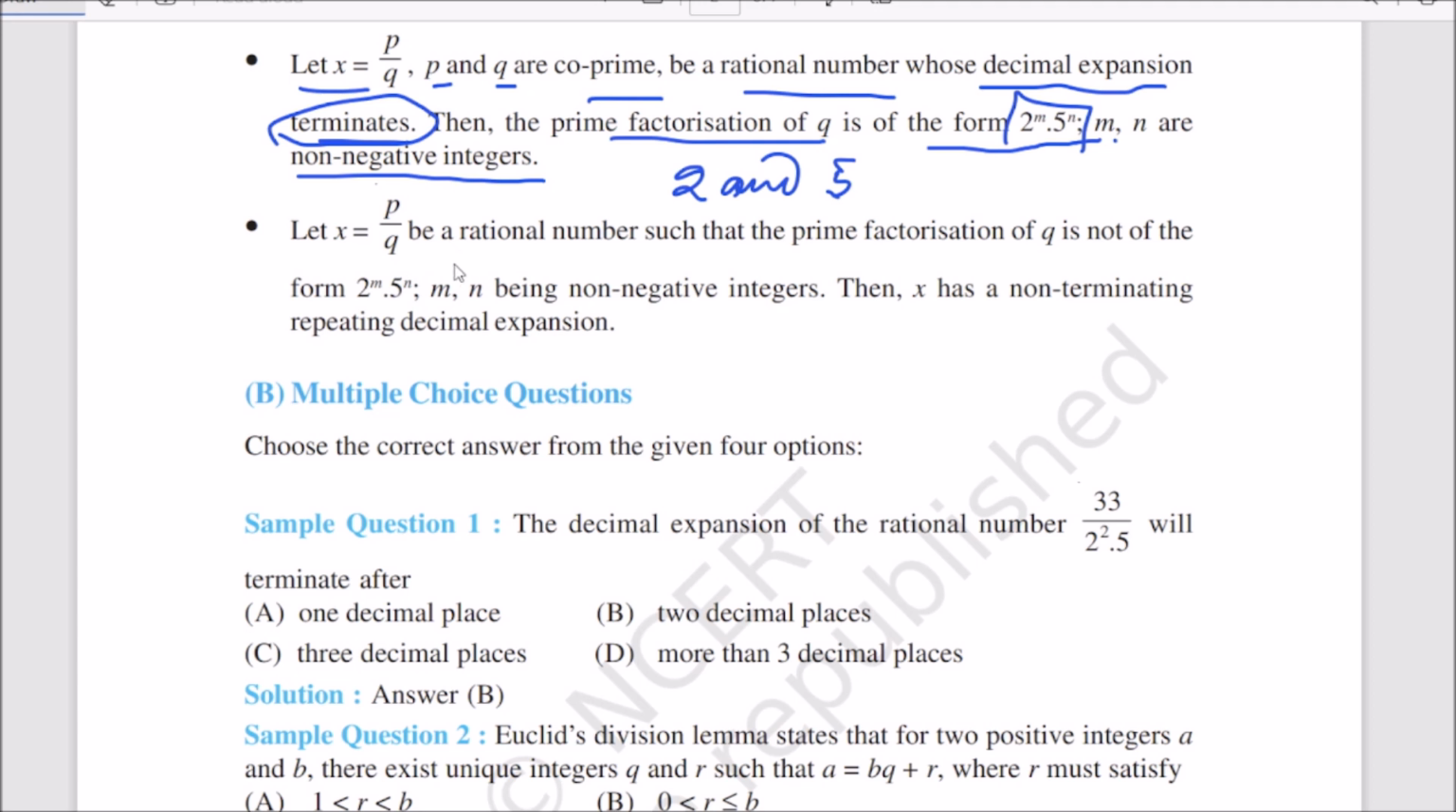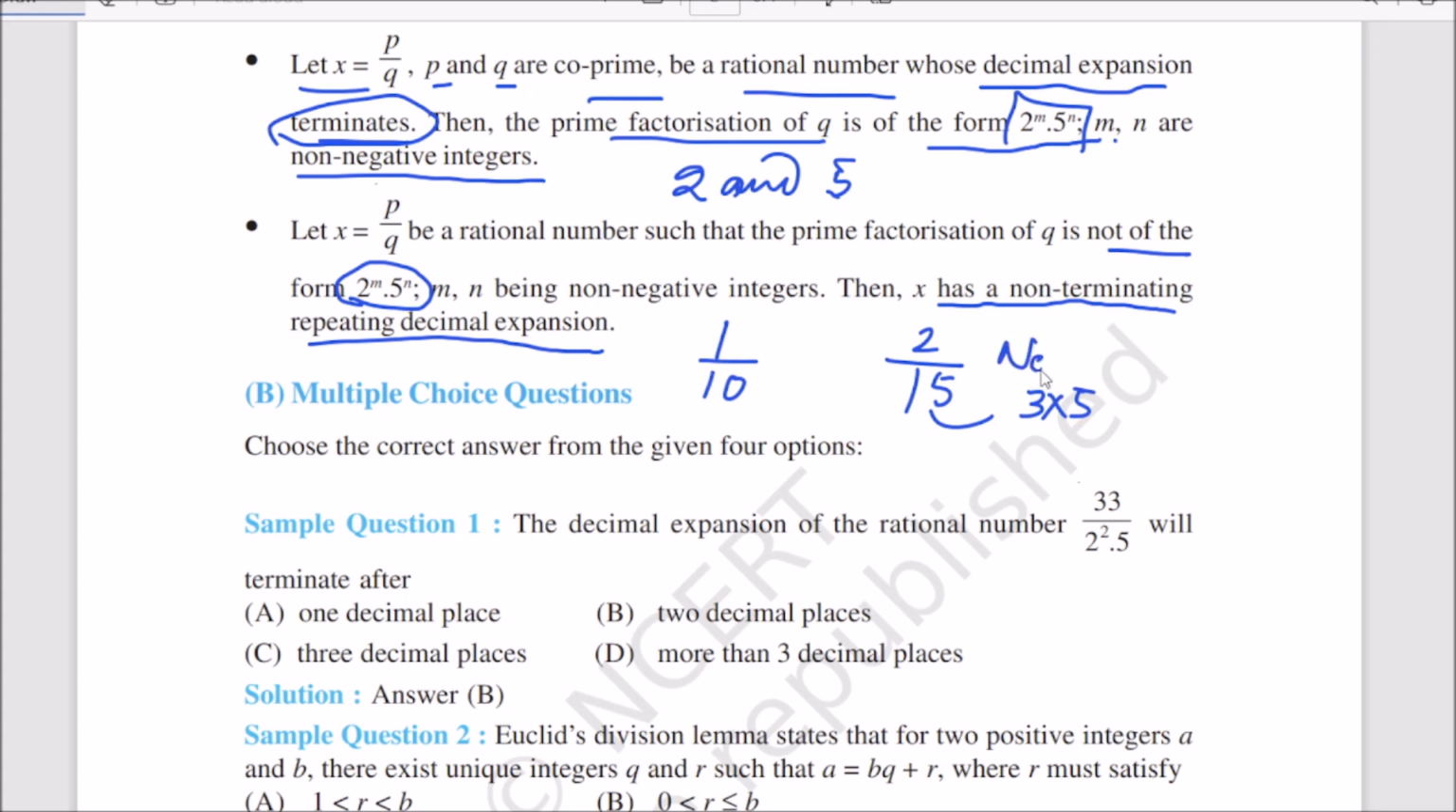Last, if p by q is a rational number such that the prime factorization of q is not of the form 2 raised to the m and 5 raised to the n, where m and n are non-negative integers, then x has a non-terminating repeating decimal expansion. That means if it is 1 upon 10 or 2 upon 10, 3 upon 10, it is terminating. But if it is 2 by 15, that means here the factors are 3 and 5, it is non-terminating.